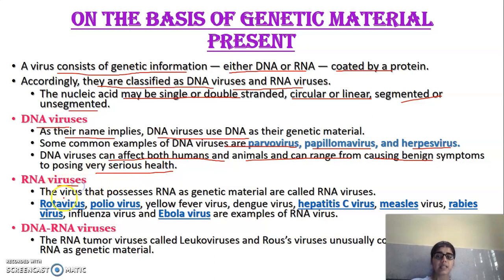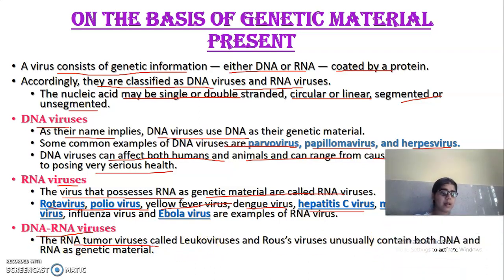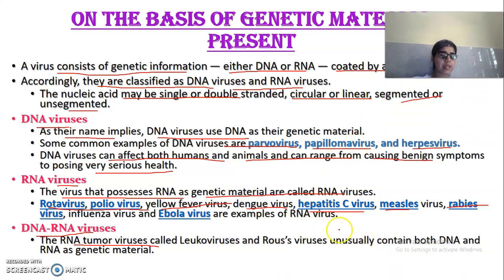RNA viruses, the viruses that possess RNA as their genetic material, are called RNA viruses. Examples are rotavirus, poliovirus, yellow fever virus, dengue virus, hepatitis C virus, measles virus, rabies virus, influenza virus, and Ebola virus. The RNA tumor viruses, called retroviruses, and Rous sarcoma virus unusually contain both DNA and RNA as genetic material.